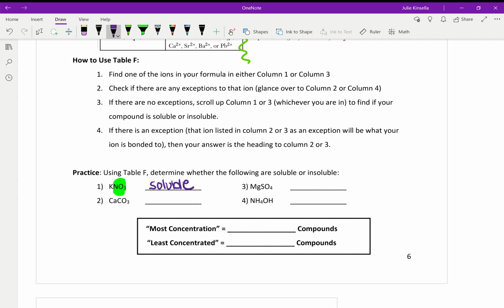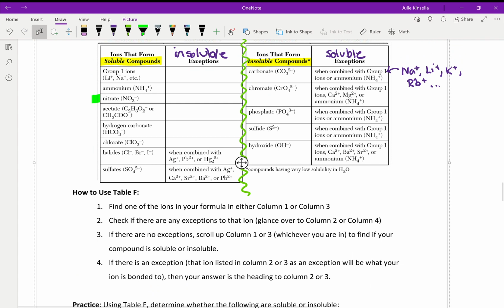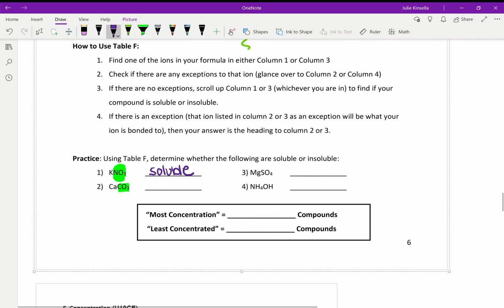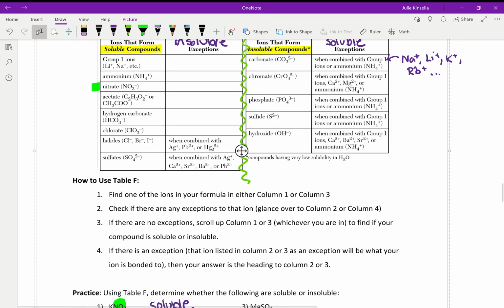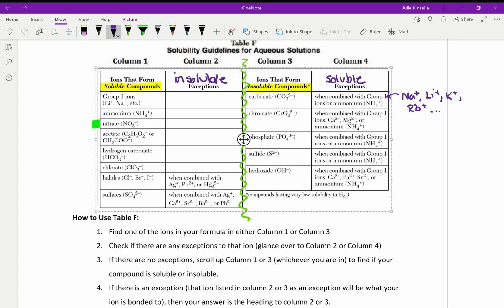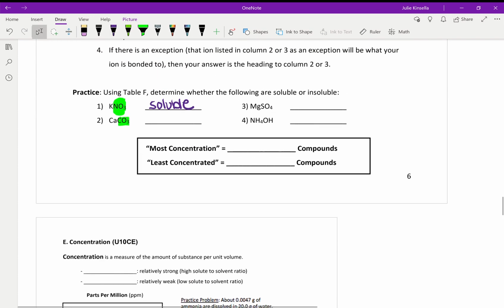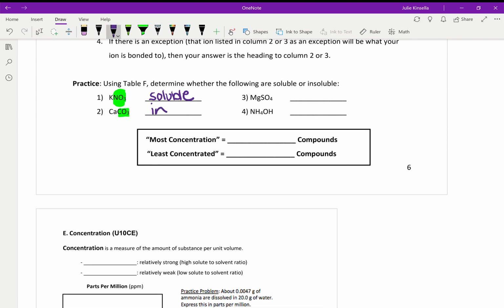Next, calcium carbonate, and again I'm going to focus on the negative ion first. I find that carbonate is on the right-hand side. In my example, it's with calcium. Calcium is not one of the group 1 ions, and it's not ammonium, so carbonate is going to fall under its category of insoluble compounds. So I'm going to write here, insoluble.